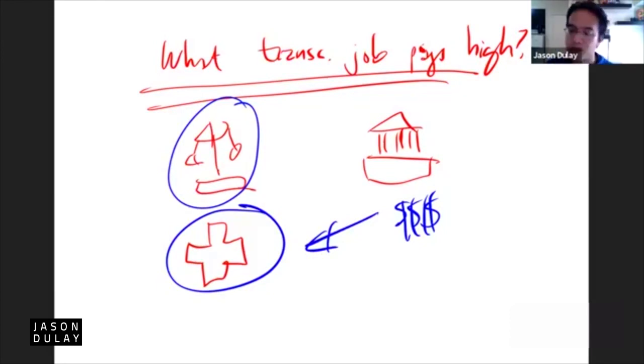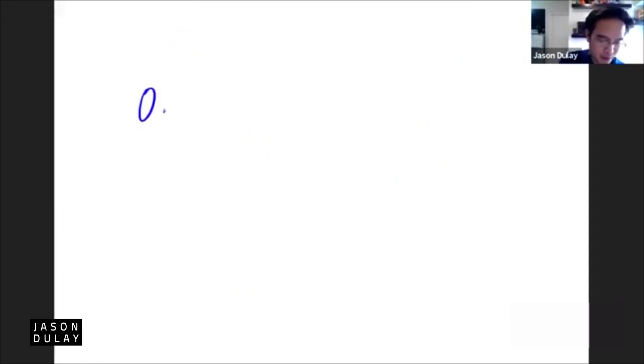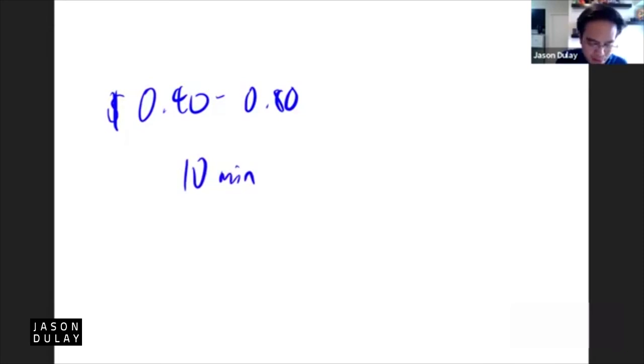If you're a fast typer, how much can you earn? You can earn usually between 40 and 80 cents per transcription minute. Okay, 40 to 80 cents per minute of audio. So if you're transcribing a 10-minute audio file, that can be $4 to $8.